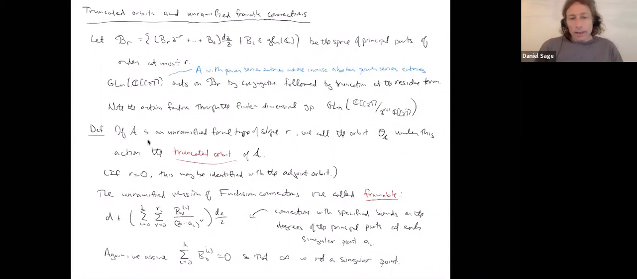Okay, so anyway, if A is an unramified formal type of slope r, we call the orbit O of A under this action, so then this unramified formal type is a matrix that fits into here. And we call this orbit the truncated orbit of A. And by the way, if r equals 0, we're back in the regular singular case. This is just the adjoint orbit.